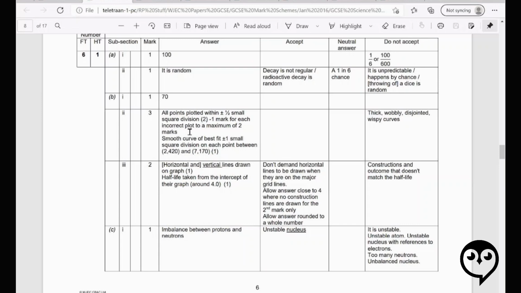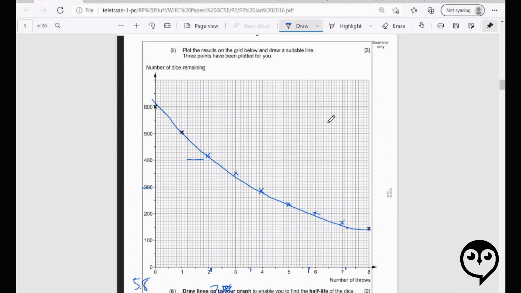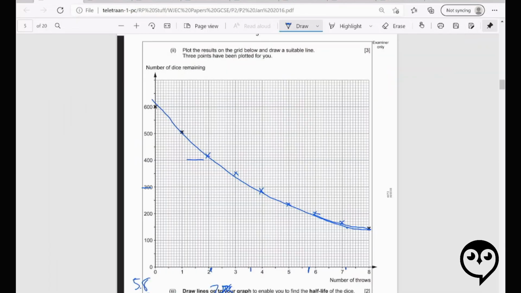For the plots, within plus or minus a small square division, minus 1 mark for having it wrong, and a smooth curve of best fit, plus or minus 1 small square division. Now, my smooth curve maybe wasn't the best. I'm on a tablet, so it's a bit tricky, but this probably could have been a little bit better. What's the half-life? Horizontal and vertical lines. So you get a mark for drawing on your graph, like I was showing. Draw those lines in for your calculations.